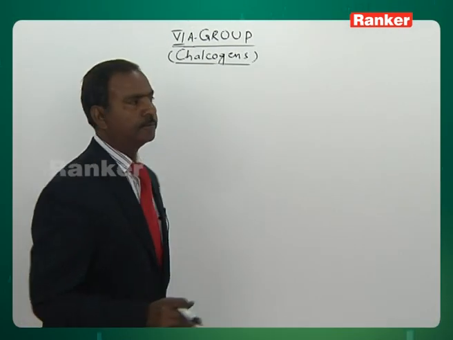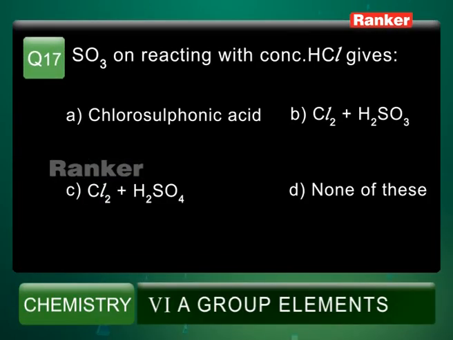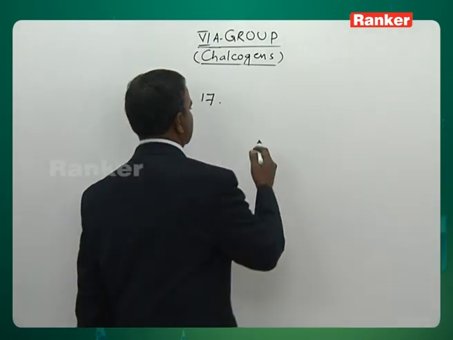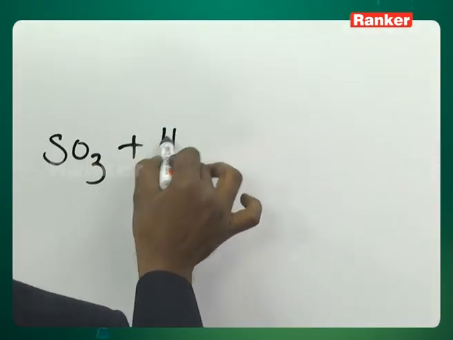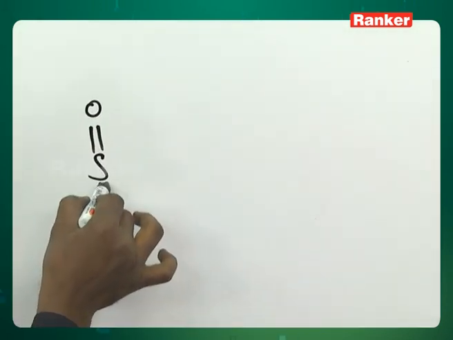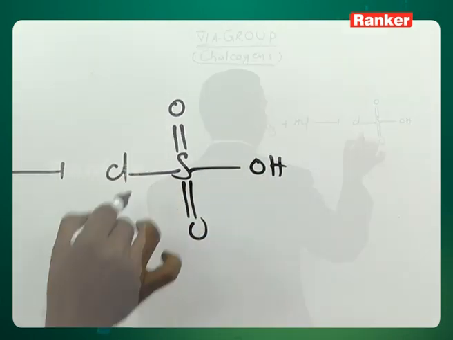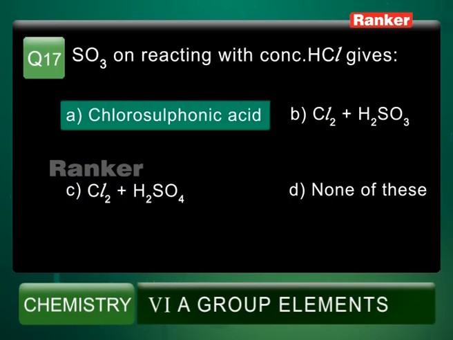Question number 17. SO3 on reacting with constant HCl gives: A. Chlorosulfonic acid, B. Cl2 plus H2SO3, C. Cl2 plus H2SO4, D. None of this. Let us see the SO3 and HCl reaction. SO3 plus HCl, then you are getting chlorosulfonic acid. Therefore, for question number 17, answer is A.